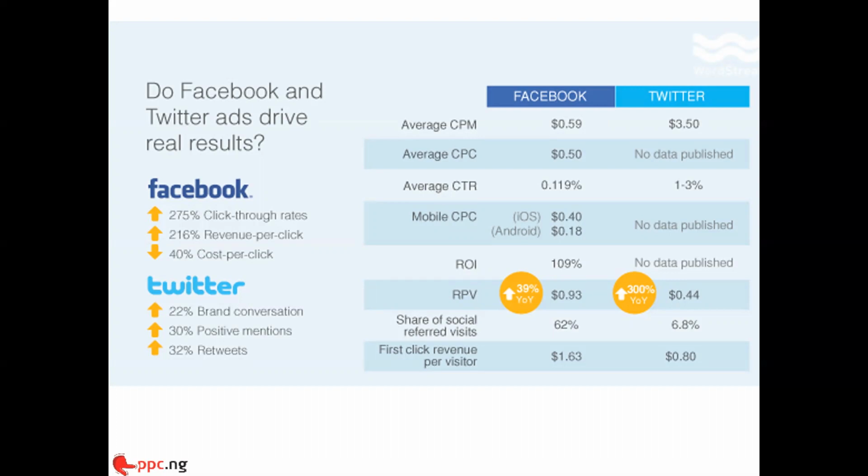In terms of brand conversation on the left-hand side, you can see Twitter, 22%. High brand conversation. In terms of positive mentions, 30%. In terms of retweets, how people are engaging, how people want to broadcast what you've posted, you can see it at 32%. So we can start to compare and we can start to see what we are going to be missing, because of course we can't do any of this any longer. As an advertising agency, we are also sad about this development.